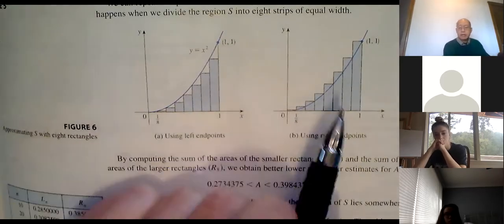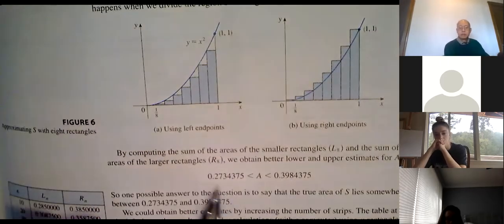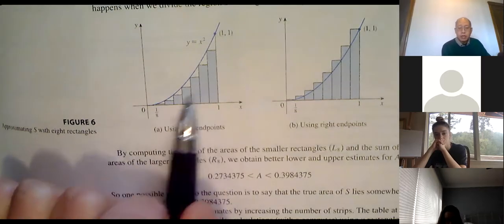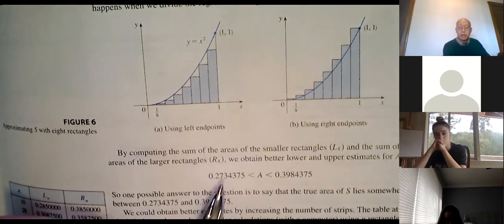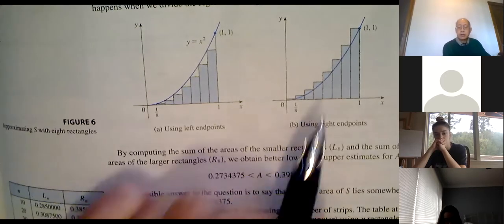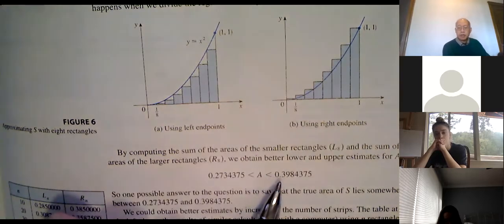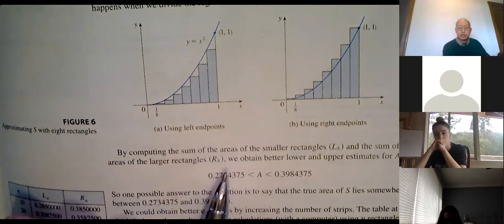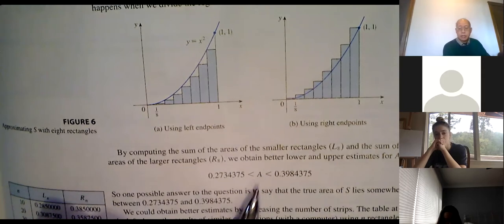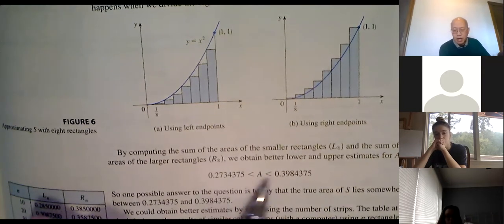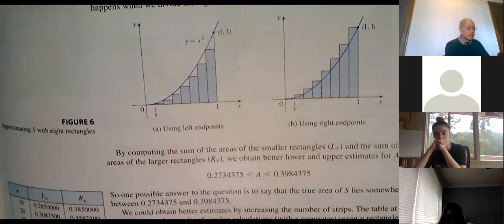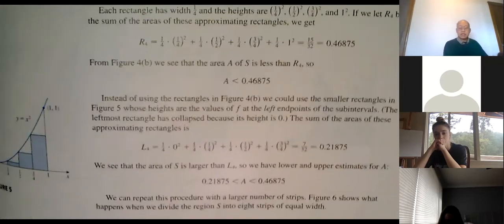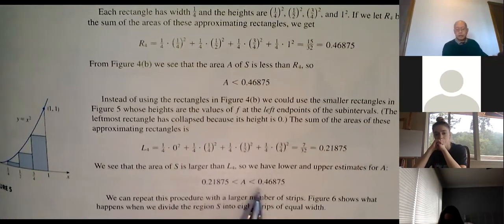They added all this up, they added this up. The sum of all of these rectangles area is 0.27 blah, blah, blah. The sum of all these is 0.398 blah, blah, blah. So I can say the true area is between these two numbers. That's much better, right? I mean, it's still off. It's still off by about 0.12 or something like that. So that's better than this. We're off by, what, 0.25.